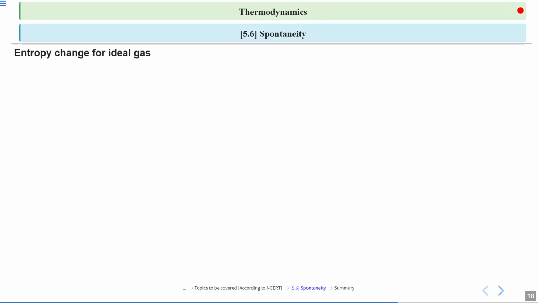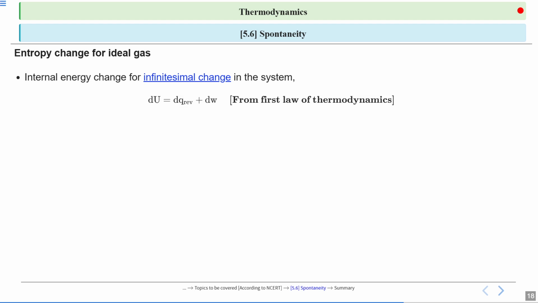Next, entropy change for ideal gas. Now there are certain formulas for different conditions, and we will look at one. Suppose we are making a small change in internal energy by doing an infinitesimal change in the system. So how do we represent the first law of thermodynamics? It will be dU is equal to dq reversible plus dw. So this is the equation. Now let us divide the above equation by T. What we will get? dU by T equals dq reversible by T plus dw by T.